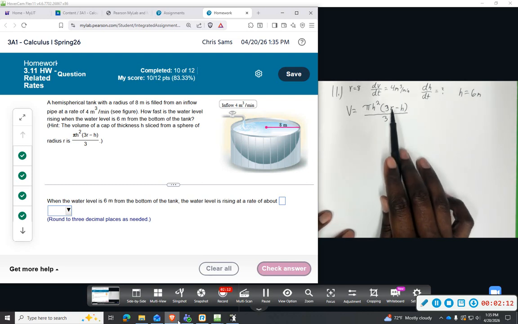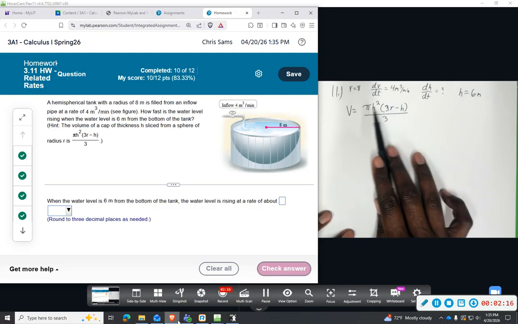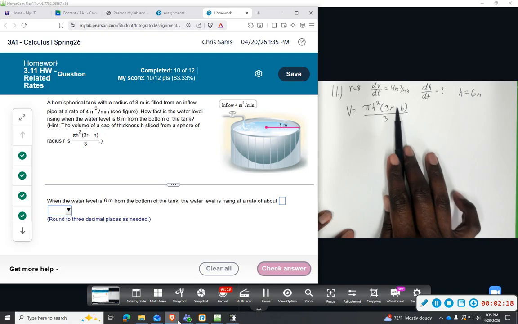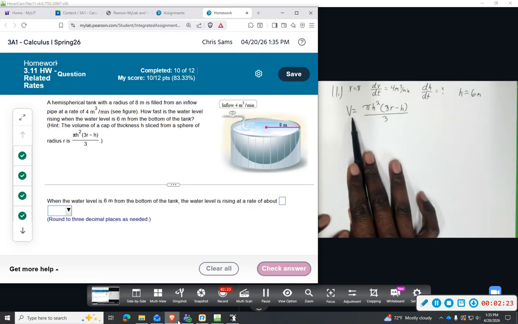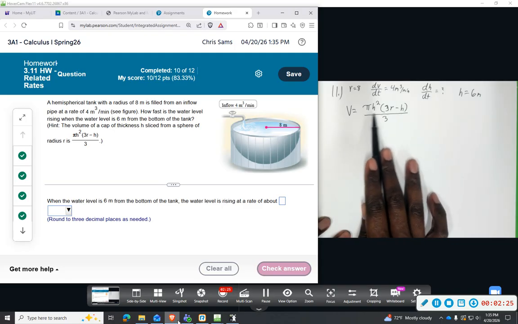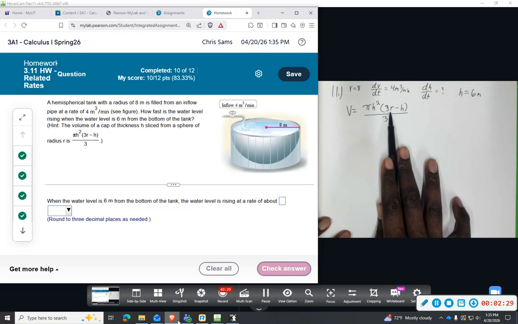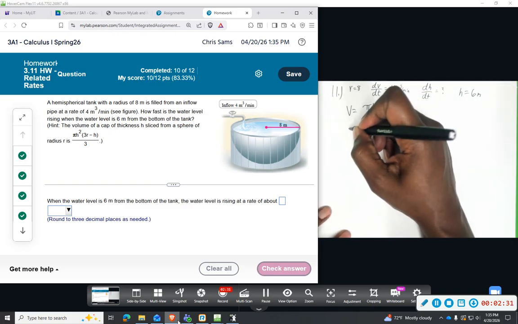Now for this formula, we're going to take the derivative. However, r is a constant, and instead of having to do the product rule, I might go ahead and distribute, and then I can factor out the constant. So when I do the derivative, I don't have to do the product rule. The radius is 8, it is fixed, so I'm going to go ahead and plug that in.